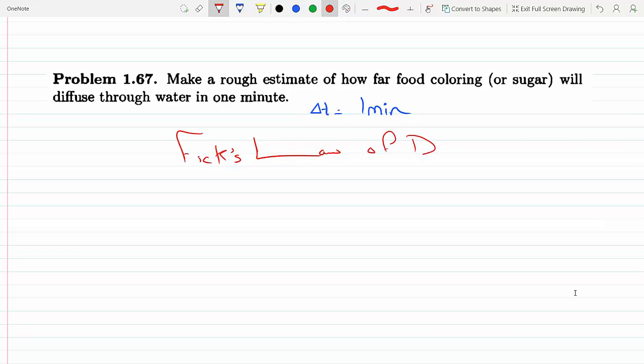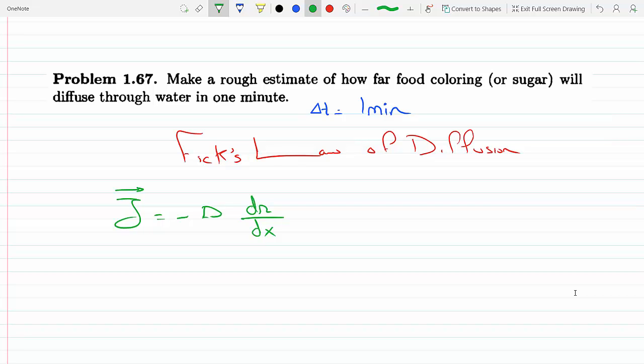Fick's law of diffusion says that J, which is the particle flux, a vector, is equal to minus D, which is the diffusion coefficient, times dn over dx. n stands for the particle concentration and x is the distance along the x-axis. So dn over dx is the change in the particle concentration as we move along one dimension.